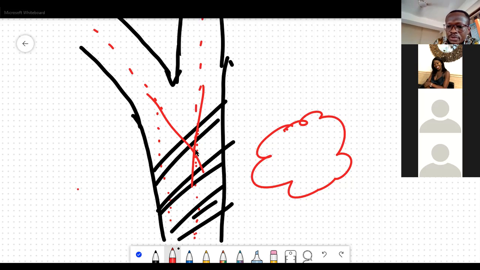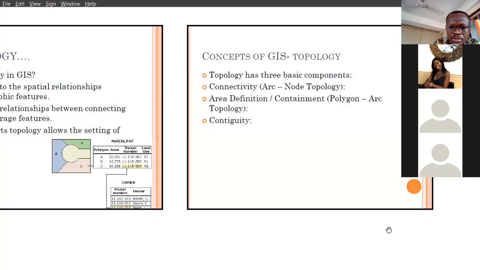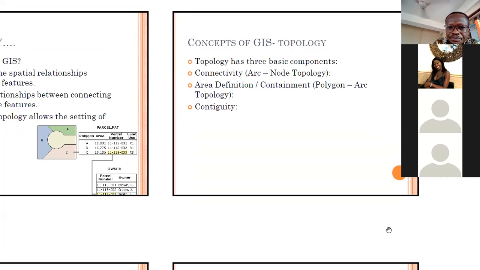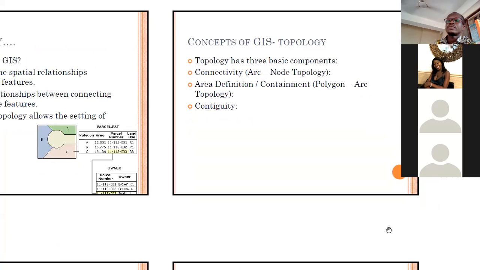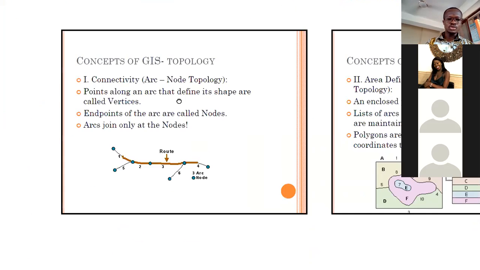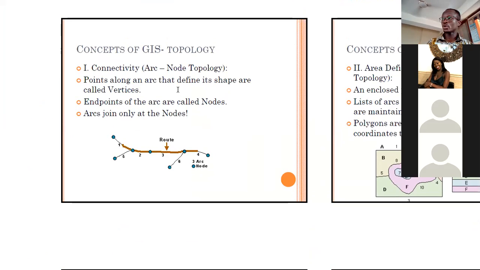All right, so if we go back to our lecture notes, the PowerPoint presentation, we realize that we have three different components of topology. We have connectivity, which is what I'm talking about right now, arc-node topology. Then we have area definition, which we are going to talk about. But quickly, we already talked about arc-node topology. The endpoints of arcs are called nodes. The points along an arc that define its shape are called vertices, and arcs join only at the nodes. So if one node is not joining the other, you should never use a node.